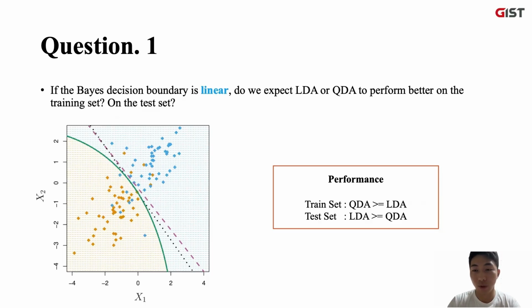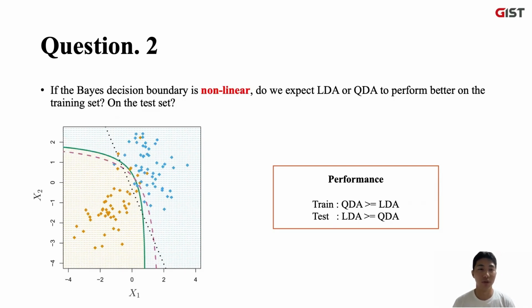In conclusion, on the training set, the more flexible QDA will show better performance numerically, but on the test set, where we know the true boundary is linear, the simpler model that matches this reality, LDA, will be more robust, avoid overfitting, and ultimately show superior performance. This is a classic example of the bias-variance trade-off in action.